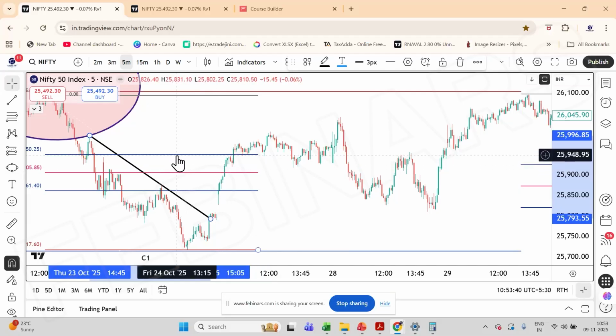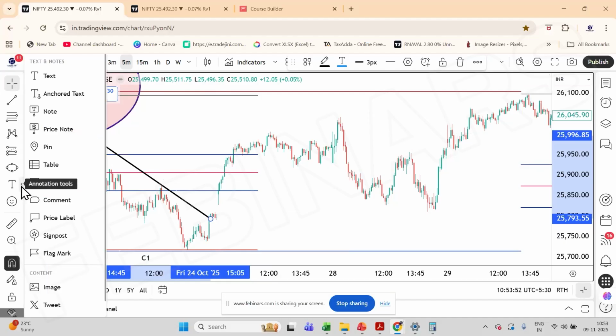What would be my targets? My first target could be 25,948. How to measure it? I'm going to show it to you. Wait, my dear friends, how the targets can be measured.